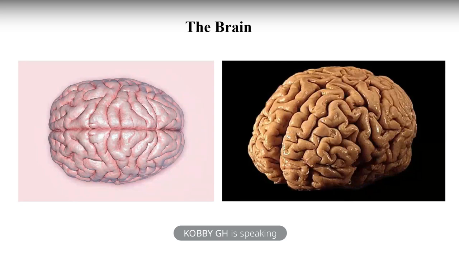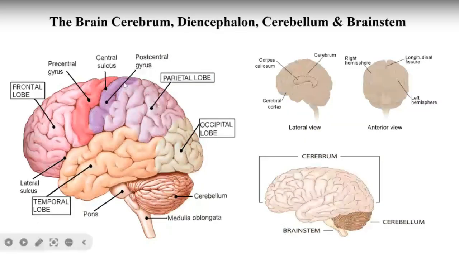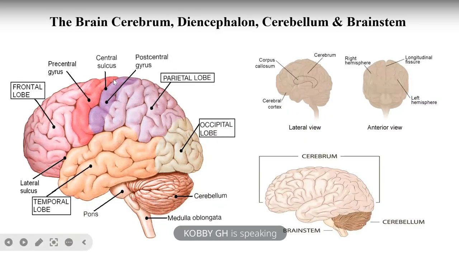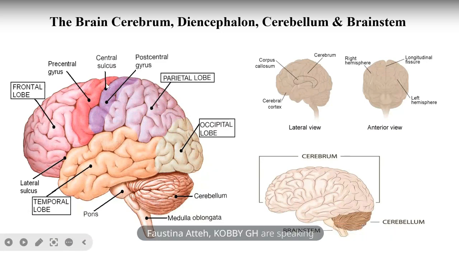Let me show it to you over here. This one, you can call them grooves. Say grooves. Grooves. Good. But in anatomy, in the brain, we call them the sulcus. Say sulcus.